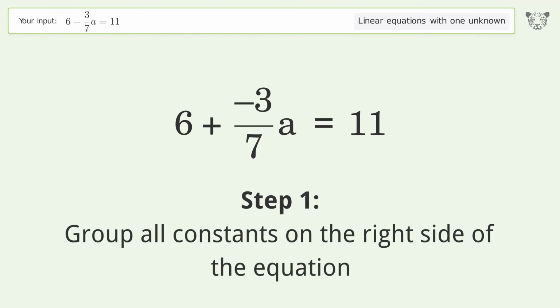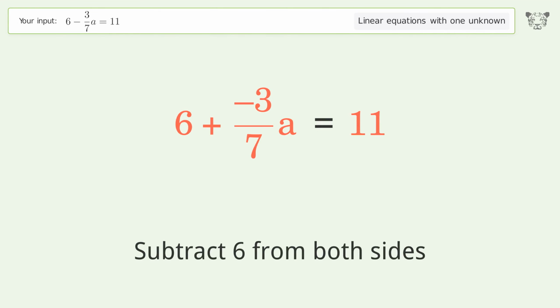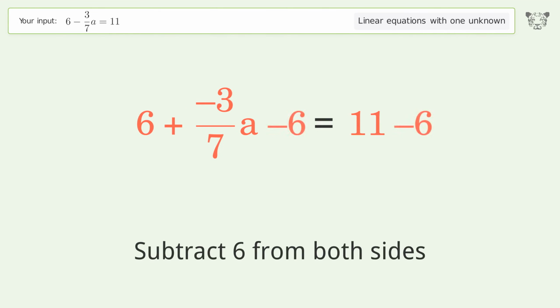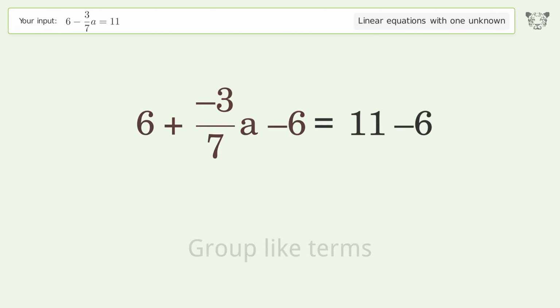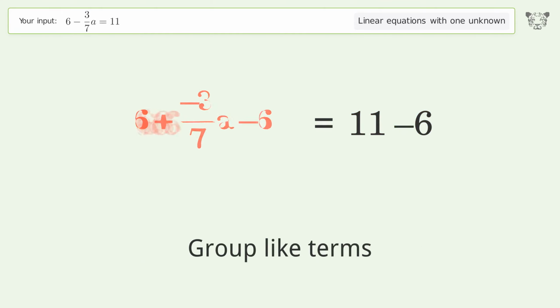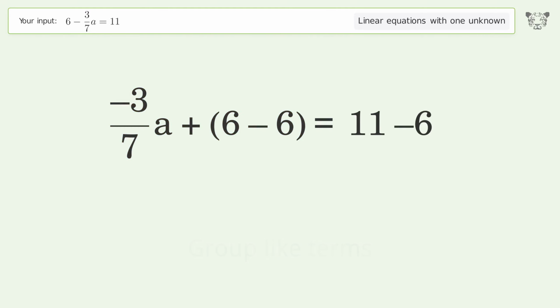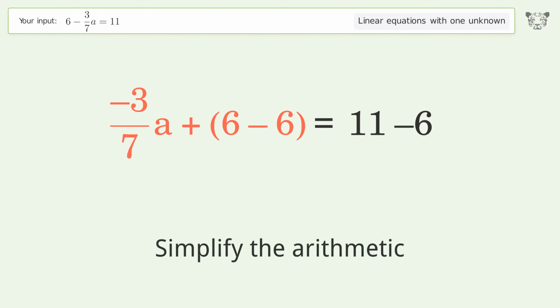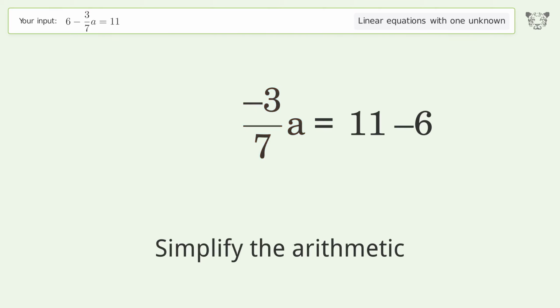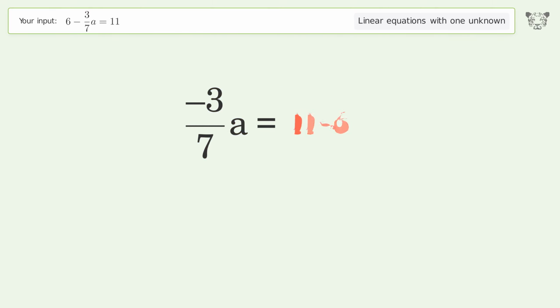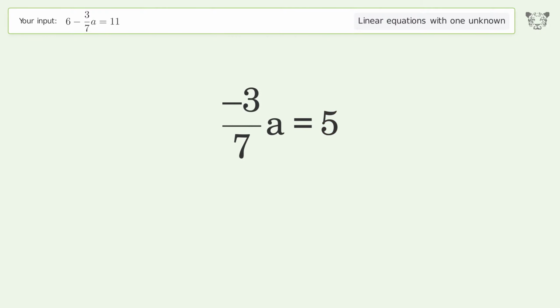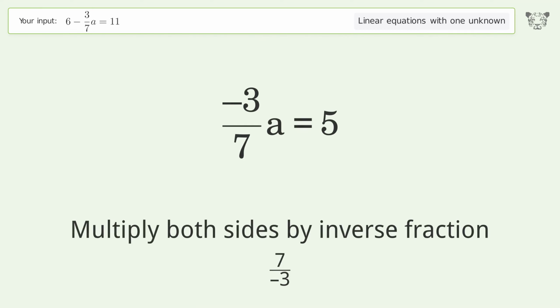Group all constants on the right side of the equation. Subtract 6 from both sides. Group like terms. Simplify the arithmetic. Isolate the a. Multiply both sides by inverse fraction 7/3.